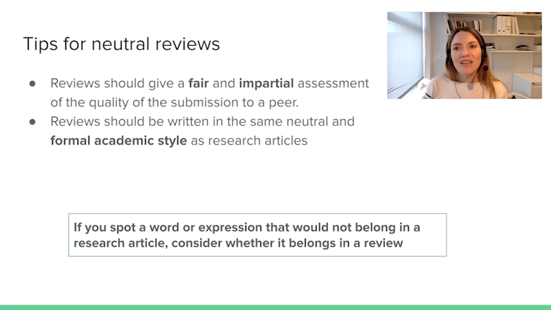So we have some suggestions for how to better avoid non-neutral language in your own peer reviews. First, remember that researchers should write reviews with the same level of professionalism and formality as they write their own manuscript submissions. Be as explicit and concrete in your assertions as possible, and if you find a word or expression that would not belong in a research article, consider whether it belongs in a review.